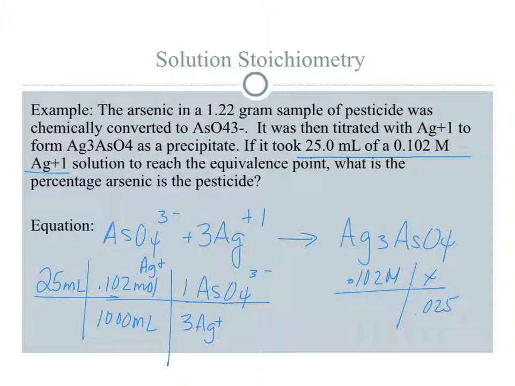Wait, I'm sorry guys, I'm having a rough day. Let's use the molarity formula. Molarity equals moles over liters. So this could be 0.102 equals X over 0.025, right? And then you're going to get 0.00255.